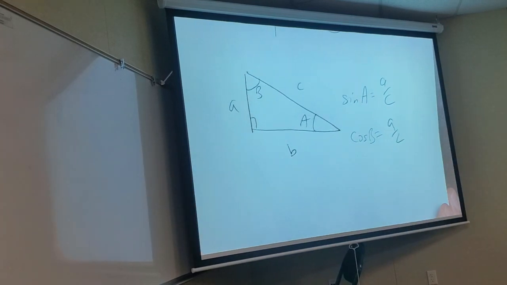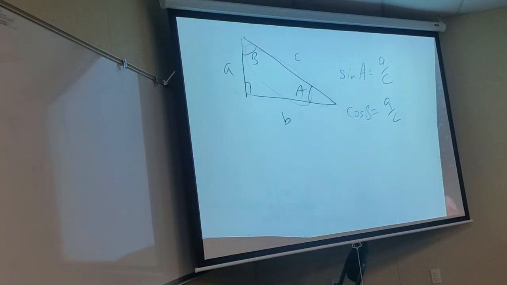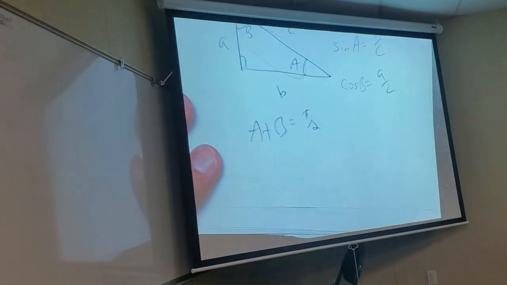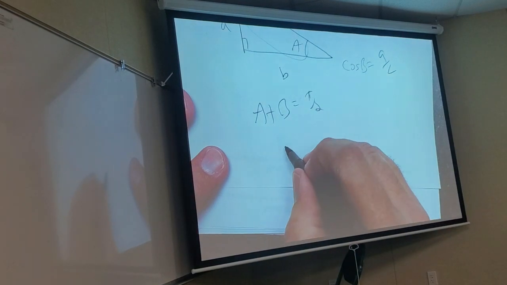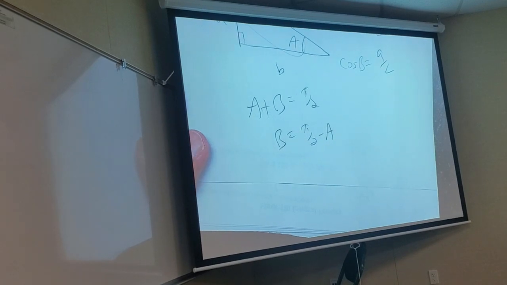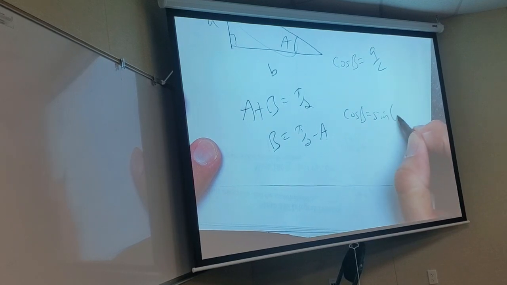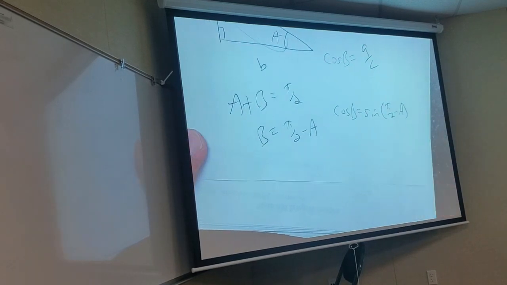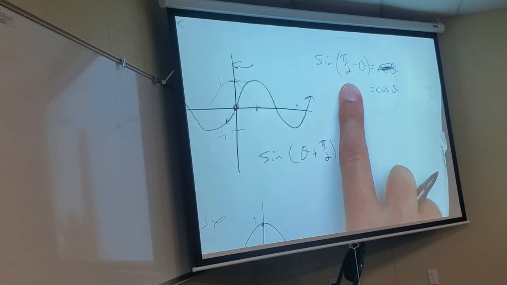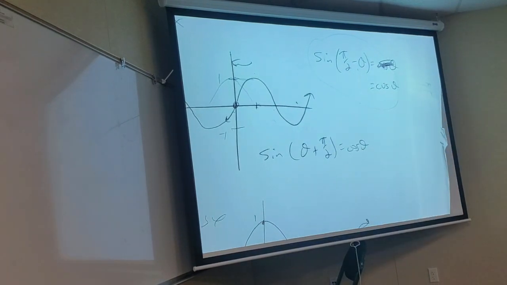Now, real quick, what is the relationship between A and B in this triangle? There's a relationship there. They add up to be 90. I love it. Pi over 2, we'll say, right? So that means that, for example, B is pi over 2 minus A. Yes? So isn't cosine of B equal to sine of pi over 2 minus A? And that's why we write the identity like this, because it more directly relates to triangles.